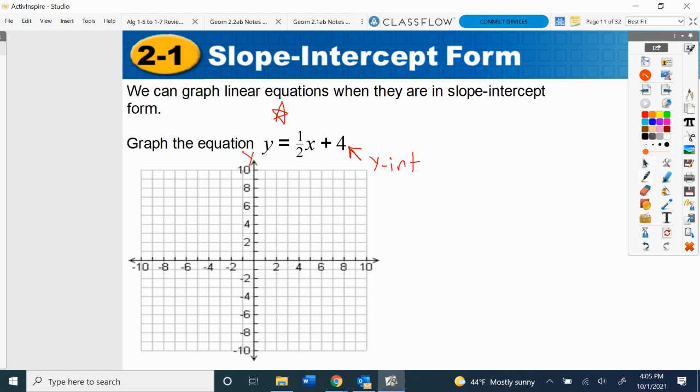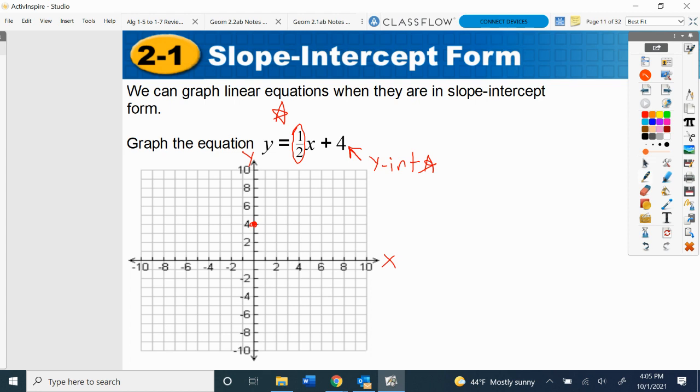All right, so there's our y-axis. Here's our x-axis. So the first thing I'm going to do is start with my y-intercept, and I'm going to put that on the graph first. So the line would be crossing right there at +4. And then this 1/2 is the slope, just like when we were writing them. This number next to x is the slope.